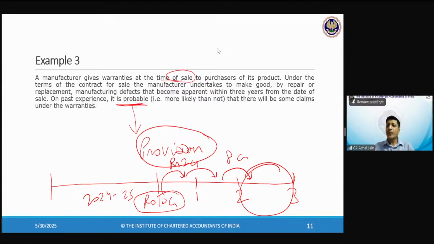Okay. Ron, clear? Rohan is saying long term. So long term, I'm saying out of 10, 2 is short term, 8 crore is long term. That's an example of long term only.